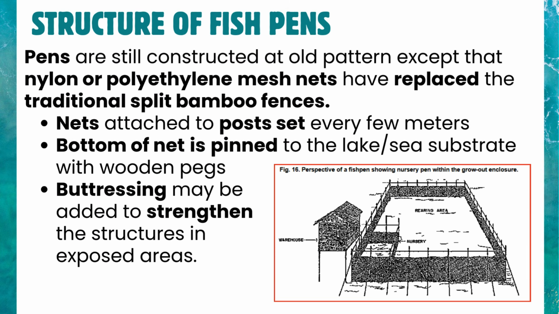Pens are still constructed at old pattern, except that nylon or polyethylene mesh nets have replaced the traditional split bamboo fences. The nets are attached to posts set every few meters, and the bottom of the net is pinned to the substrate with long wooden pegs. Buttressing may be used to strengthen the structures in exposed areas.